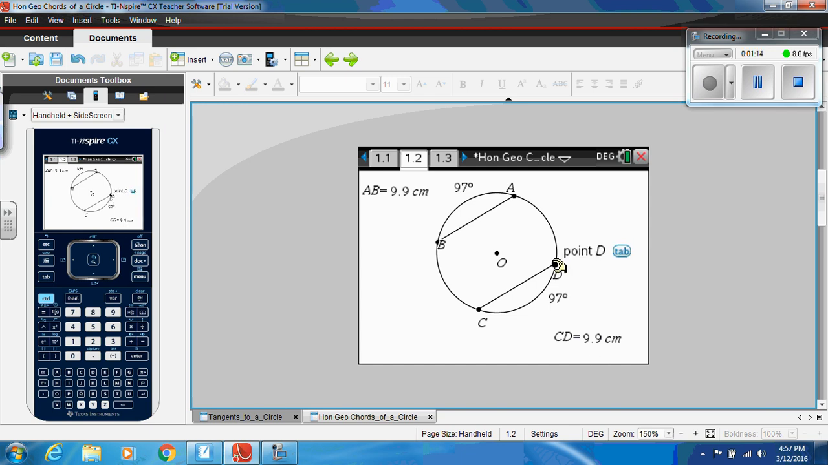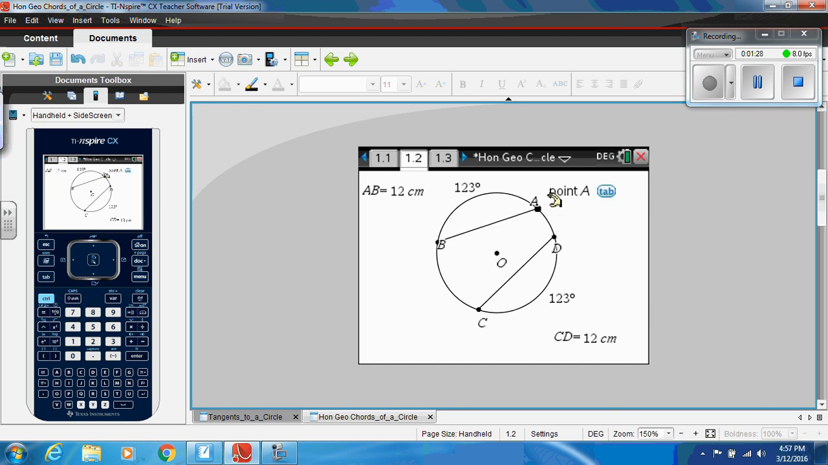I can also do this. I can make the arc measures be the same. So if I set that at 123, let's see if I can move this to be 123. All right, so notice I made them both 123, and then their segment lengths are 12 centimeters.